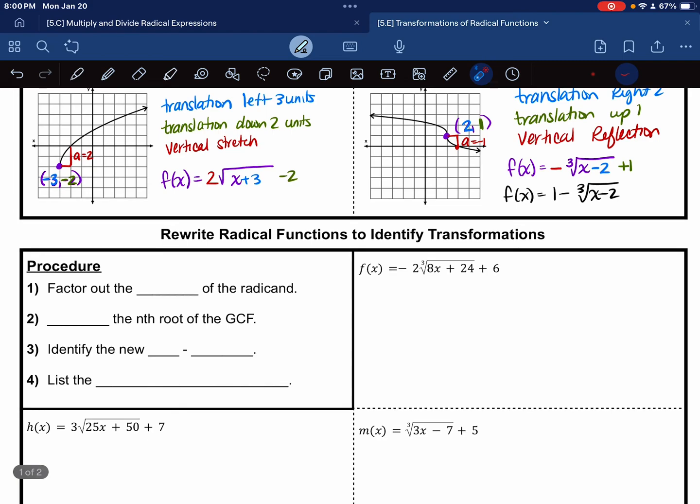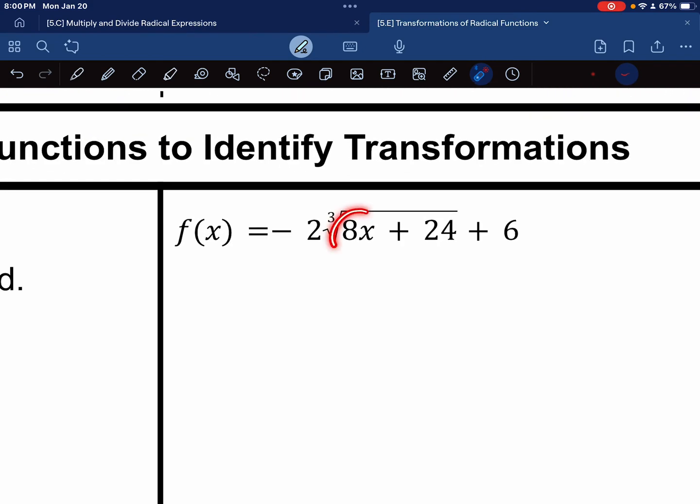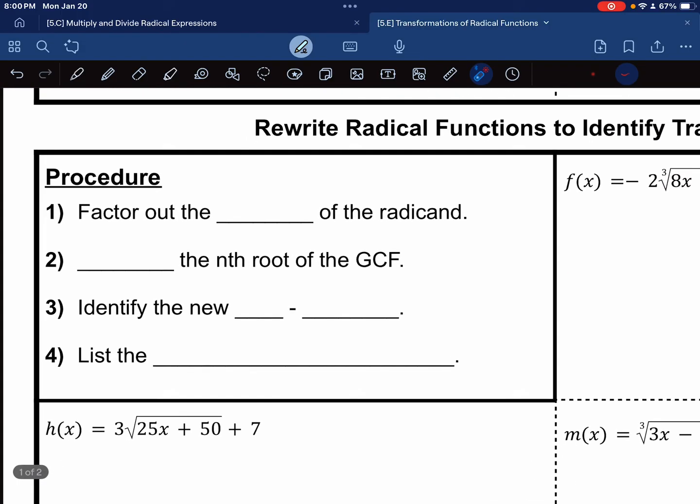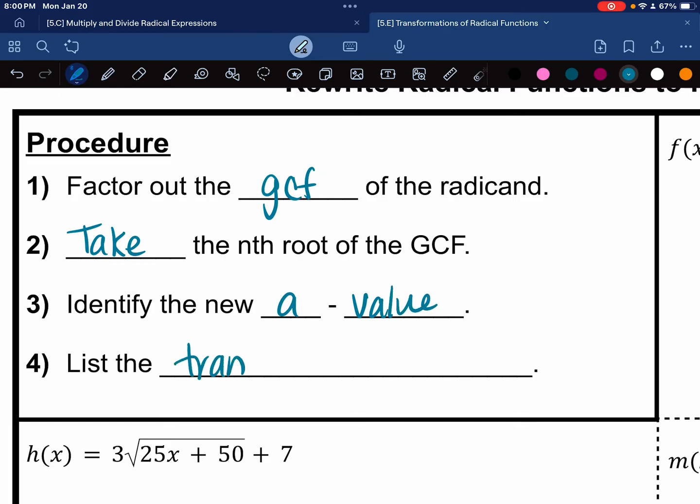Now, like I said, sometimes we need to rewrite radical functions because we can't see their transformations. That's when you have a number in front of x, which happens pretty regularly. So our procedure: we're going to factor the GCF out of the radicand, find the nth root of the GCF, use that to identify the new a value, and then you can list the transformations.